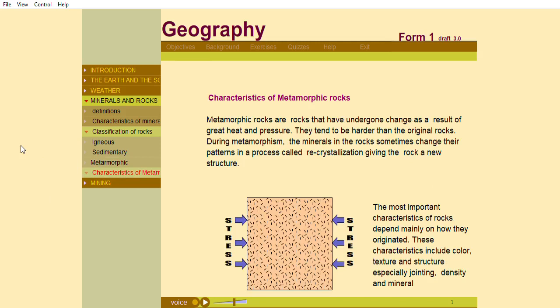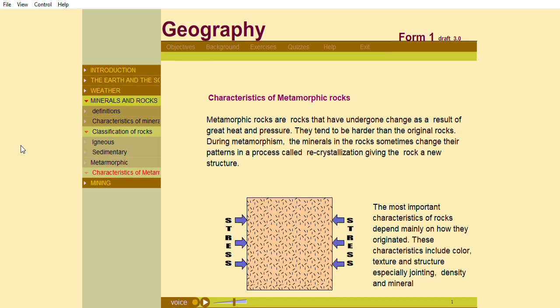Characteristics of metamorphic rocks. Metamorphic rocks are rocks that have undergone change as a result of great heat and pressure. They tend to be harder than the original rocks. During metamorphism, the minerals in the rocks sometimes change their patterns in a process called recrystallization, giving the rock a new structure. The most important characteristics of rocks depend mainly on how they originated.